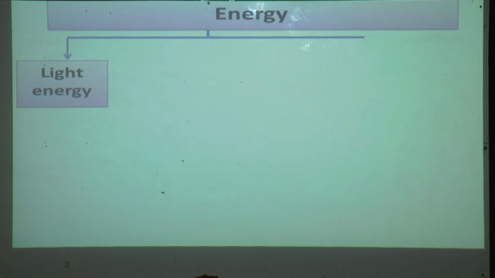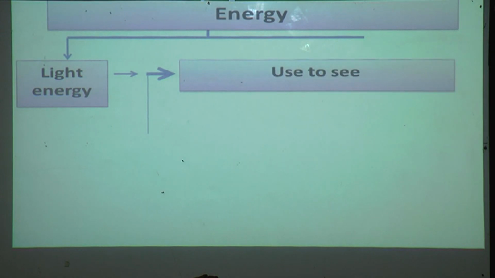Next we have seen about light energy. We use light energy to see. Yes, when it is dark, we turn on the light so we can see properly. So light energy is used to see.